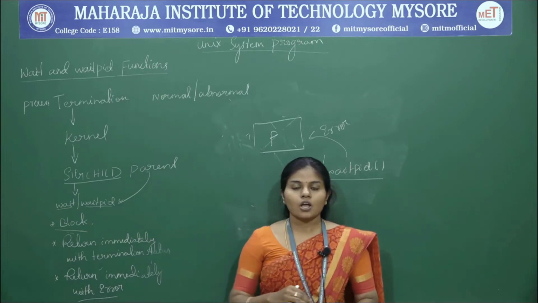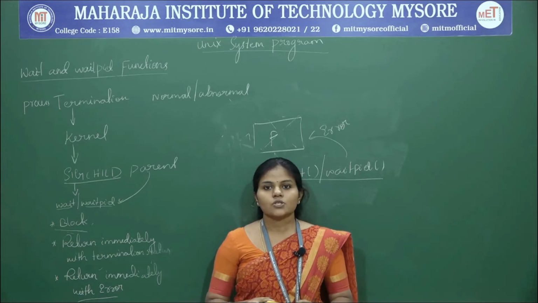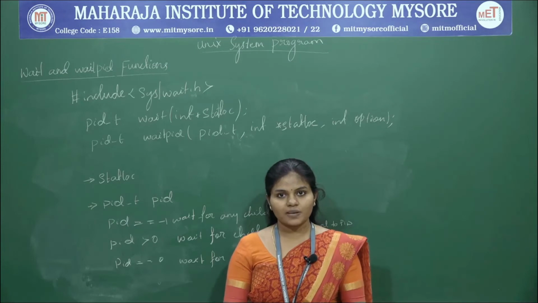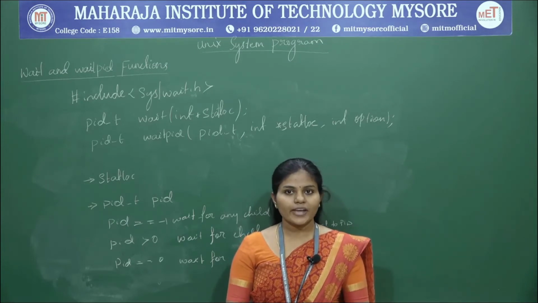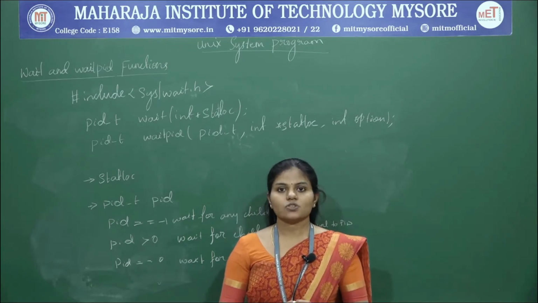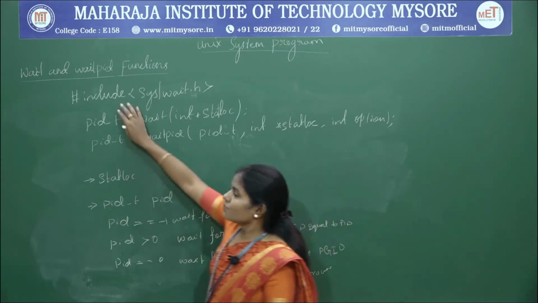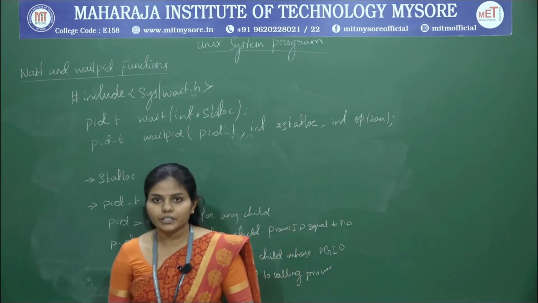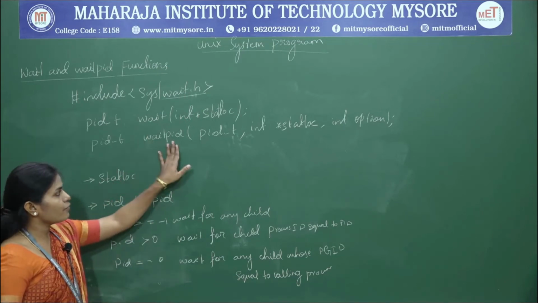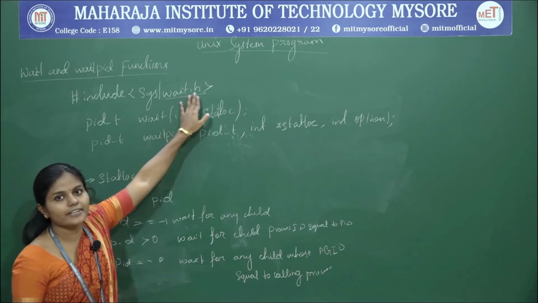So these are the three things that happen when we make use of the wait and waitpid function. Now let us see the syntax and what parameters it is going to accept. Let me explain: what is the prototype for wait and waitpid, what parameters does it accept, and what values does it take? First, we make use of the header sys/wait.h. For wait and waitpid, the function definition is written in the header wait.h.